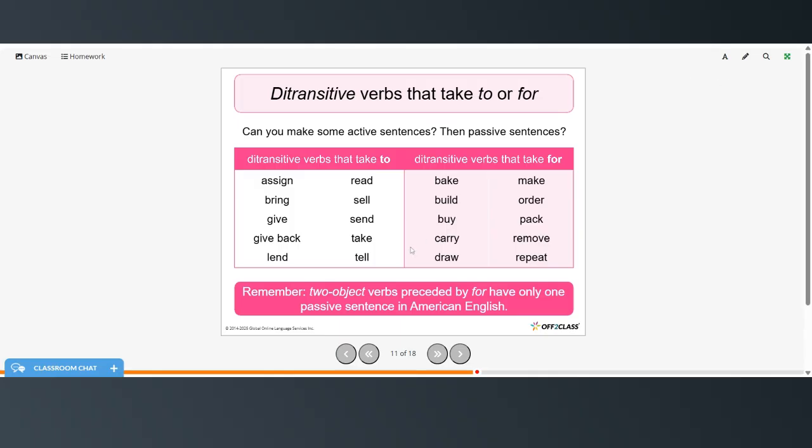So here are some examples of the other ditransitive verbs that can take to or for. See if you can make some active sentences and then some passive sentences with each of these verbs. And feel free to share your sentences in the comments. I'll be glad to give you some feedback, or you can practice giving feedback to the other students. And remember that two object verbs preceded by for have only one passive sentence in American English.